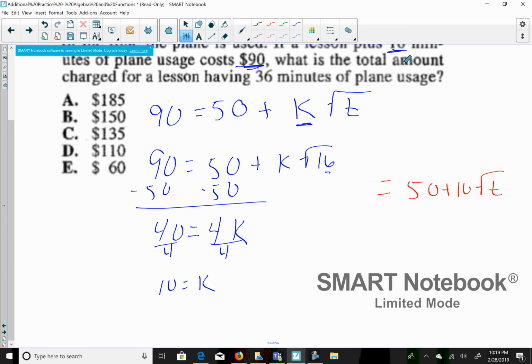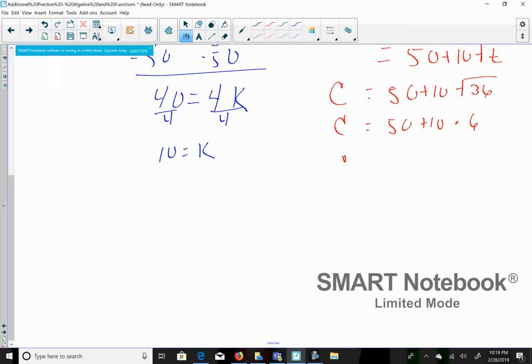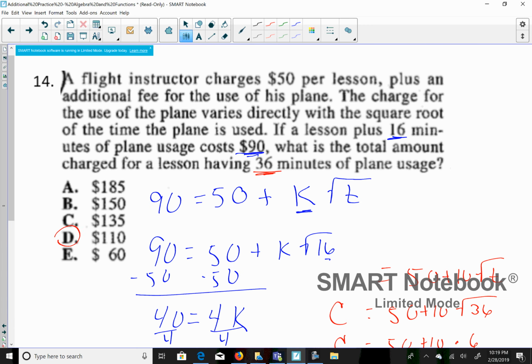So now I want to know the total amount charged for a lesson having 36 minutes of plane use. So I'm going to look for this charge. I'll call it C. 50 plus 10 times the square root, and now I'm using the plane for 36 minutes. So the charge is going to equal 50 plus 10 times the square root of 36, which is 6. So now C is equal to, order of operations says I have to do this first, so 50 plus 60, and my charge is $110. And that will be choice D.